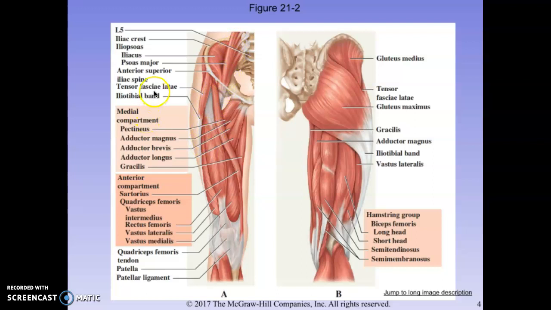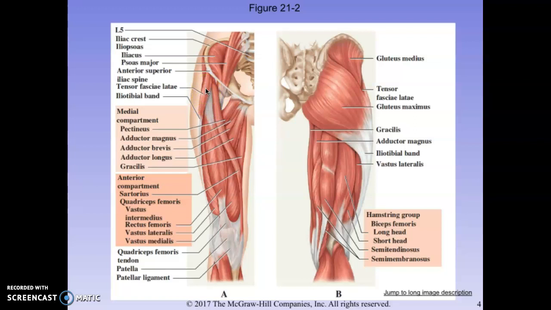Okay, and then on the outside of the hip, we have the tensor fascia lata, and that is this little muscle right here. It does abduction of the thigh, so it allows the thigh to come out like this, and abduct, okay, abduct away from the midline.